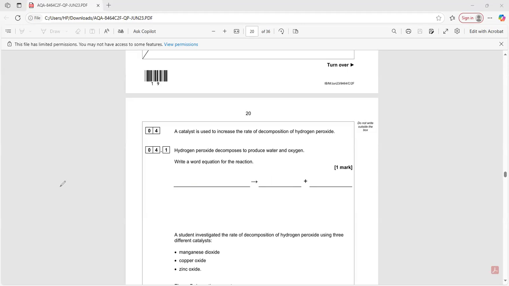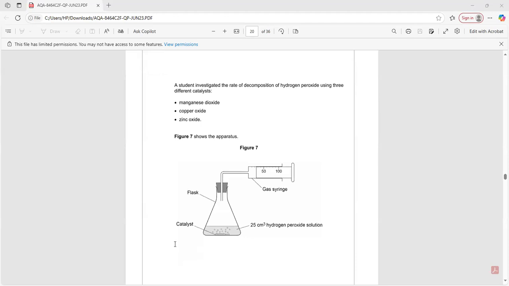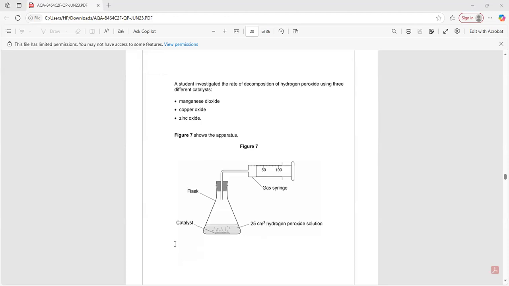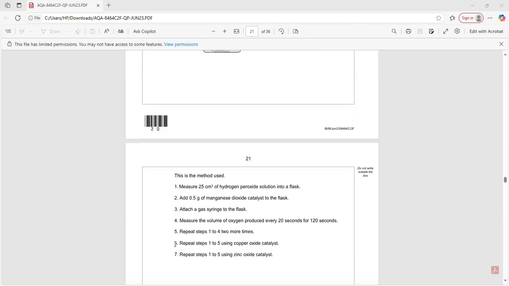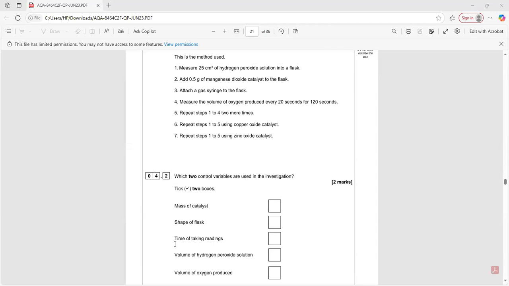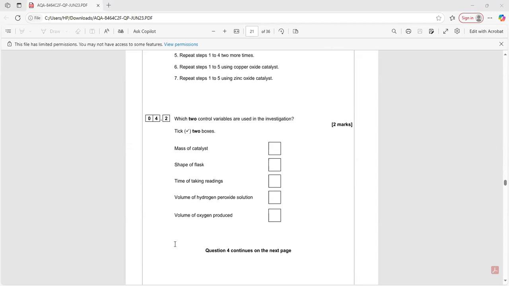Next it says, a student investigated the rate of decomposition of hydrogen peroxide using three different catalysts: manganese dioxide, copper oxide, and zinc oxide. This figure shows the apparatus, and the method is laid out there. It says mention two control variables. So what do you think would be the two control variables for this case?